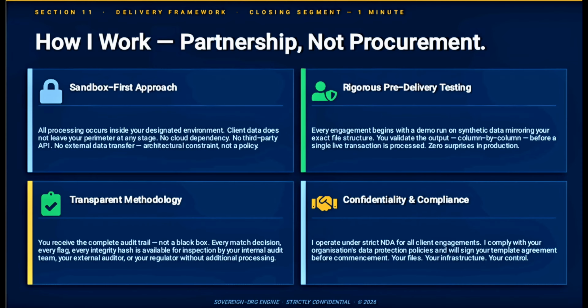How I work: partnership, not procurement. Sandbox first, all processing inside your perimeter. No cloud. No third-party API. No data transfer. Transparent methodology, you receive the complete audit trail. Rigorous pre-delivery testing, demo on synthetic data first. Confidentiality, strict NDA, I sign your template agreement. Your files. Your infrastructure. Your control.